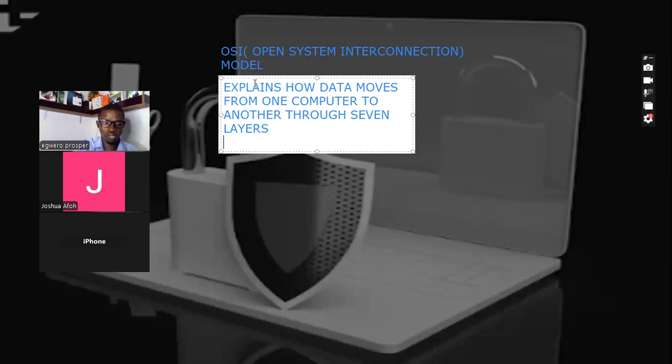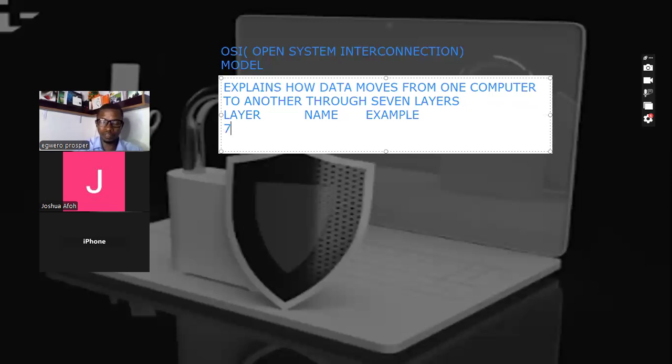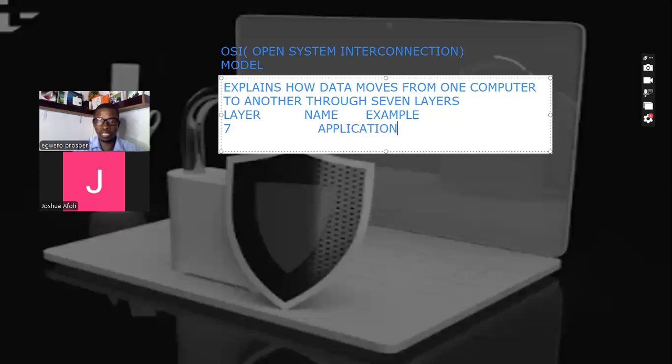We are going to be taking these layers from the top. You can write it in form of a table so that we can break it down better. So we have the first field, layer, then the name, then example. In this way, it enables us to understand what we are saying. Under layer 7, we have the application layer, all the apps that we run. Example is your browser.